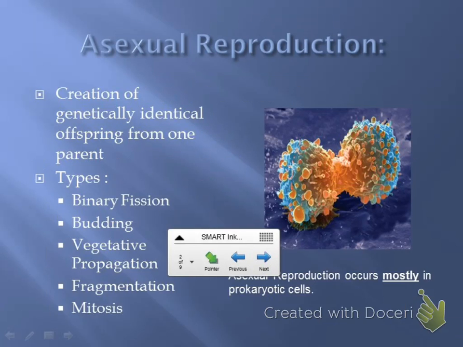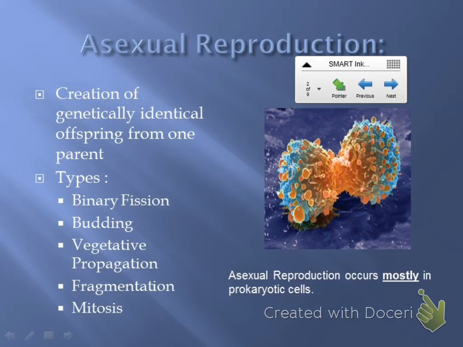Let's talk specifically about asexual reproduction. Okay, asexual reproduction is the creation of genetically identical offspring from one parent. If it's from one parent, you've got to think about it. That's only one organism's DNA, so of course the offspring are going to be genetically identical because you do not have a mix of DNA.